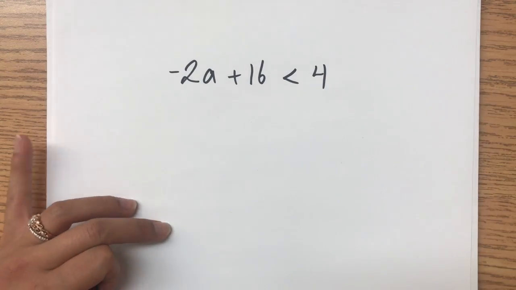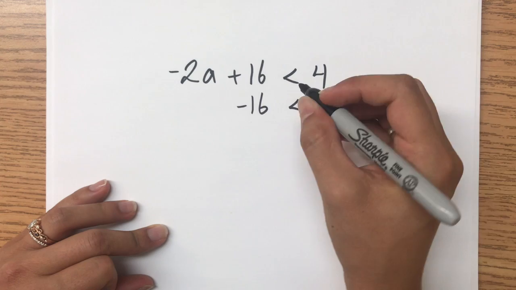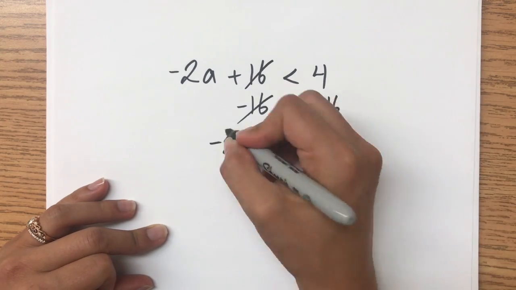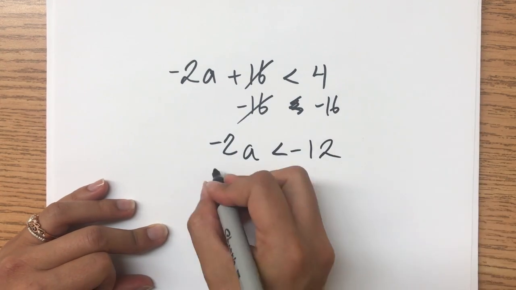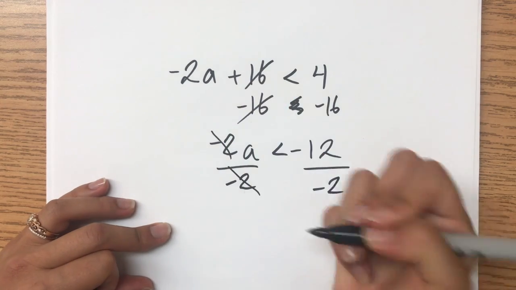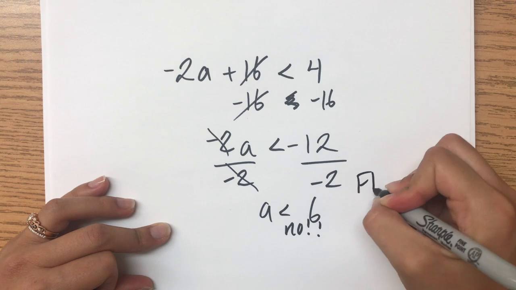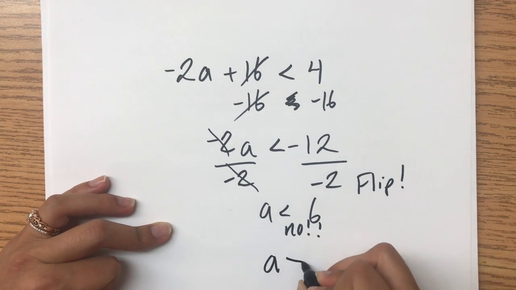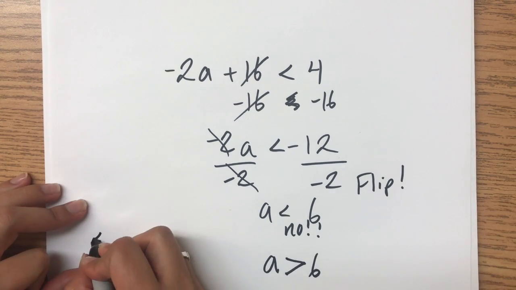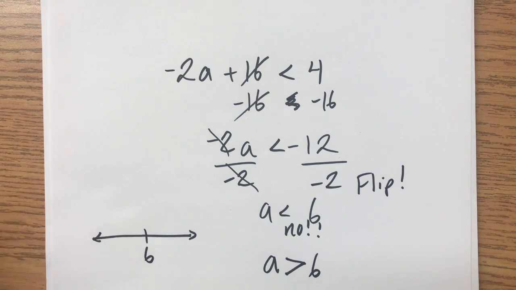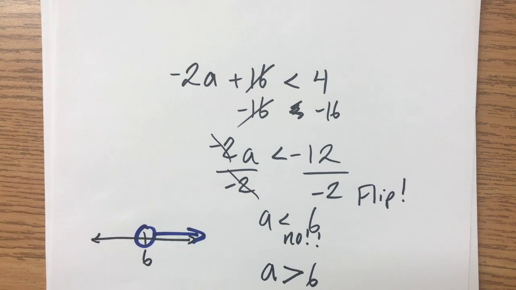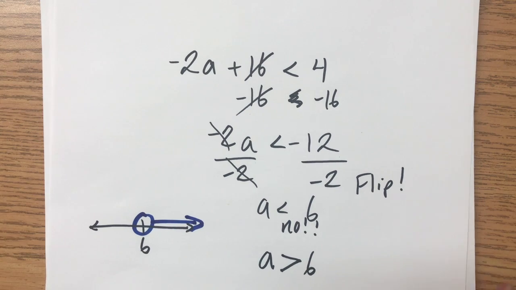Let's take a look at a different example, just of a regular inequality. We're going to subtract 16 from both sides. So we get negative 2a is less than negative 12. So then I get a is less than 6. Oh, no, no, no. We have to flip the inequality because we've divided by a negative. So we get a is greater than 6. The way we represent that is an open dot at 6 going to the right.